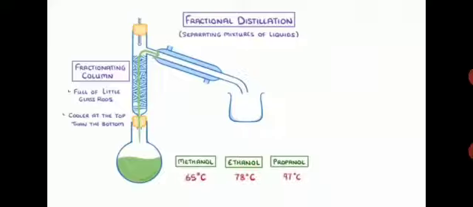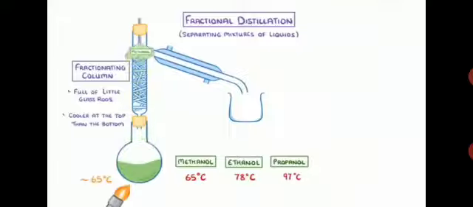The methanol boiling point is 65 degrees Celsius. For ethanol it is 78 degrees Celsius, and for propanol it is 97 degrees Celsius. I cannot use simple distillation. Here you can check the difference between 65 and 78, and 78 and 97, which is less than 25 degrees Celsius. Now I will start heating the mixture together.